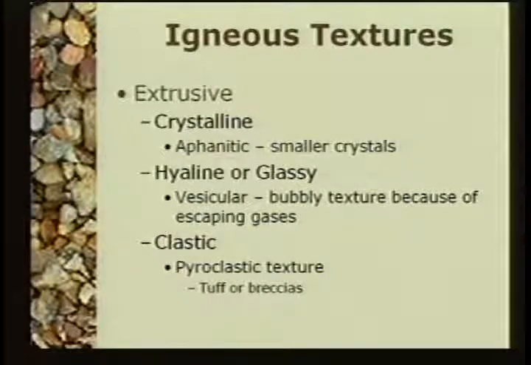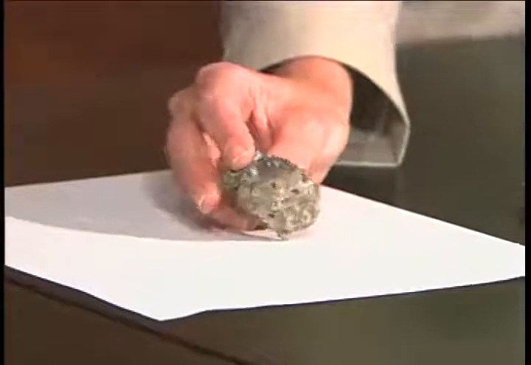Now let's talk about extrusive igneous rocks for a while. Extrusive igneous rocks cooled on the outside of the earth, and therefore they cooled very rapidly. Extrusive igneous rocks can also be crystalline, but because the crystals did not have a long time to grow, the crystals tend to be fairly small. Usually you need a hand lens to see them. You can't see them with your naked eye.